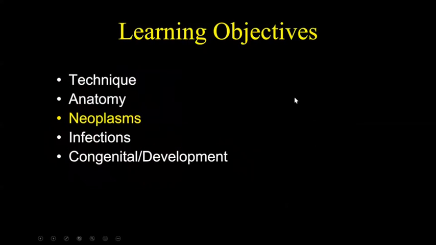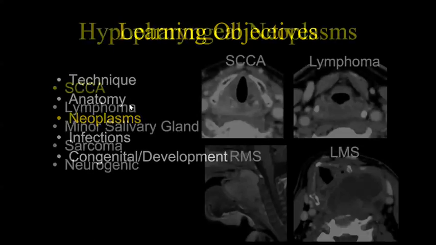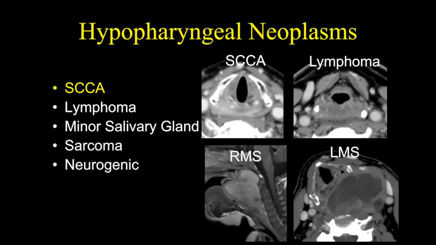So what we've done so far is we've talked about the technique and the anatomy. Now let's talk about neoplasms. Essentially, any type of neoplasm that involves the upper aerodigestive tract can also involve the hypopharynx. I've just included a few here: squamous cell carcinoma, lymphoma, minor salivary gland, sarcoma, or neurogenic. The key thing here is that the majority of these neoplasms are going to be nonspecific. So I think any of us would be hard-pressed to separate this squamous cell carcinoma from this lymphoma. Here's a rhabdomyosarcoma. Here's a leiomyosarcoma.